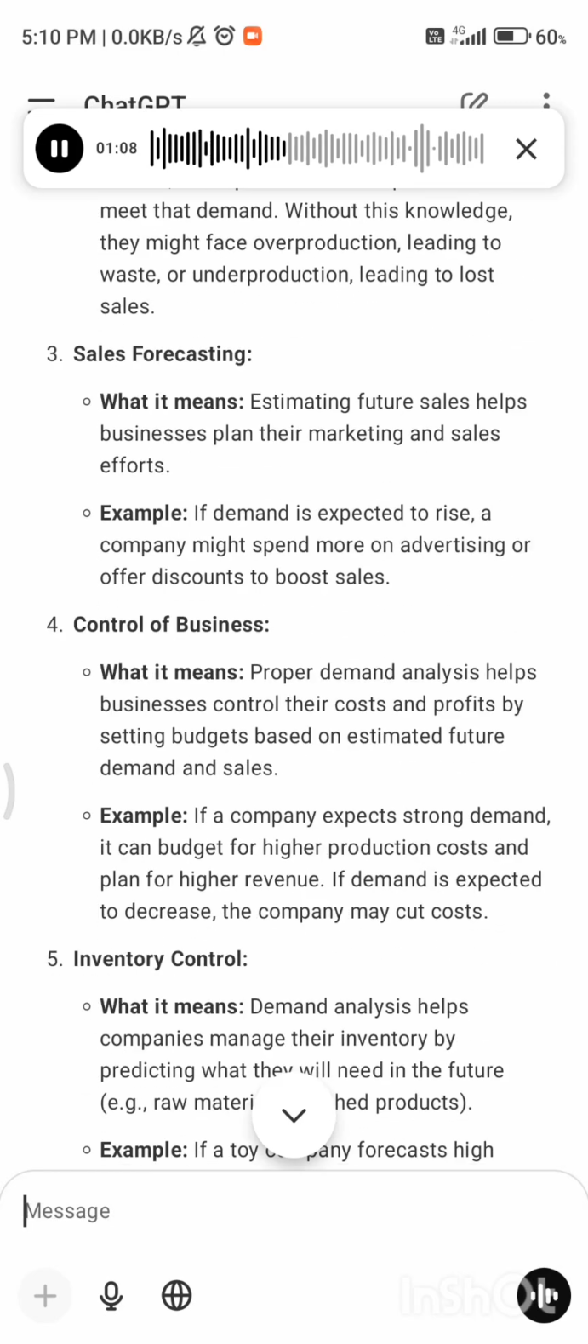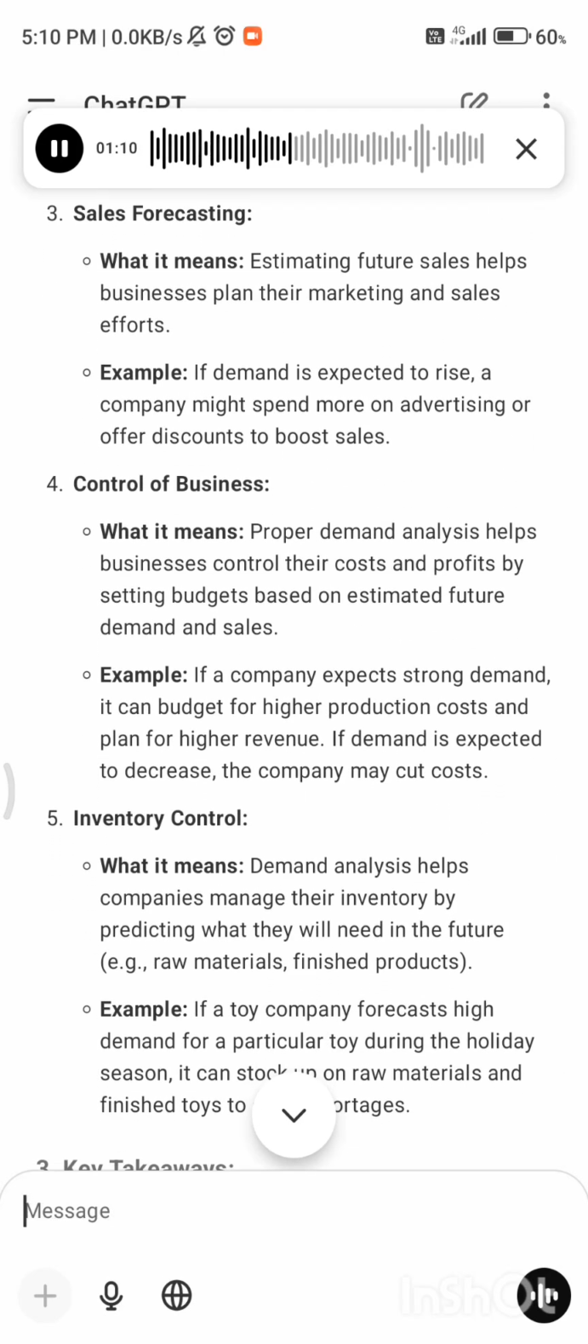3. Sales forecasting. What it means: estimating future sales helps businesses plan their marketing and sales efforts. Example: if demand is expected to rise, a company might spend more on advertising or offer discounts to boost sales.